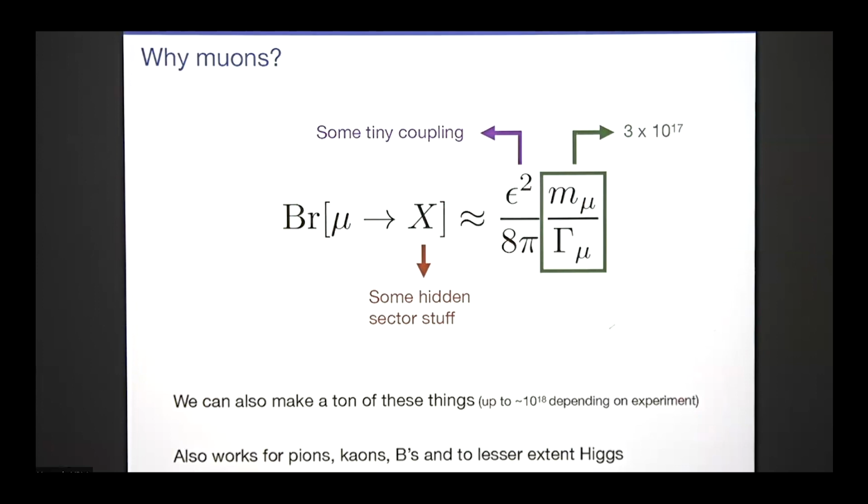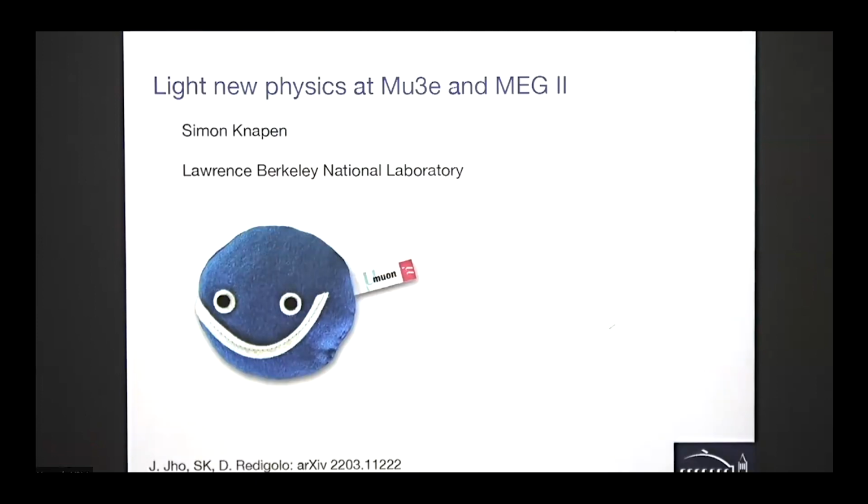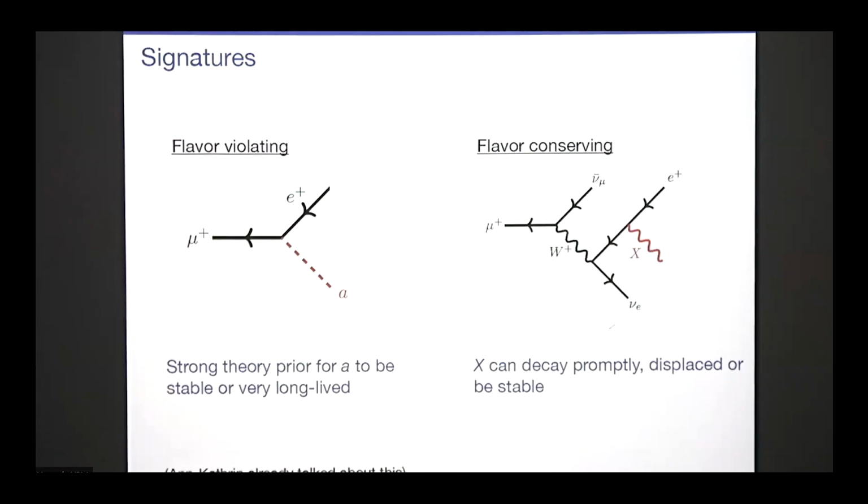On top of that, we can make a ton of these as well, as we've seen from our experimental colleagues. So the same principle works for pions, kaons, and Bs, and to a lesser extent also for the Higgs. Can I advance slides? Okay, good. So those are the two signatures that we'll talk about. This is essentially following up on work by Ann-Kathrin.